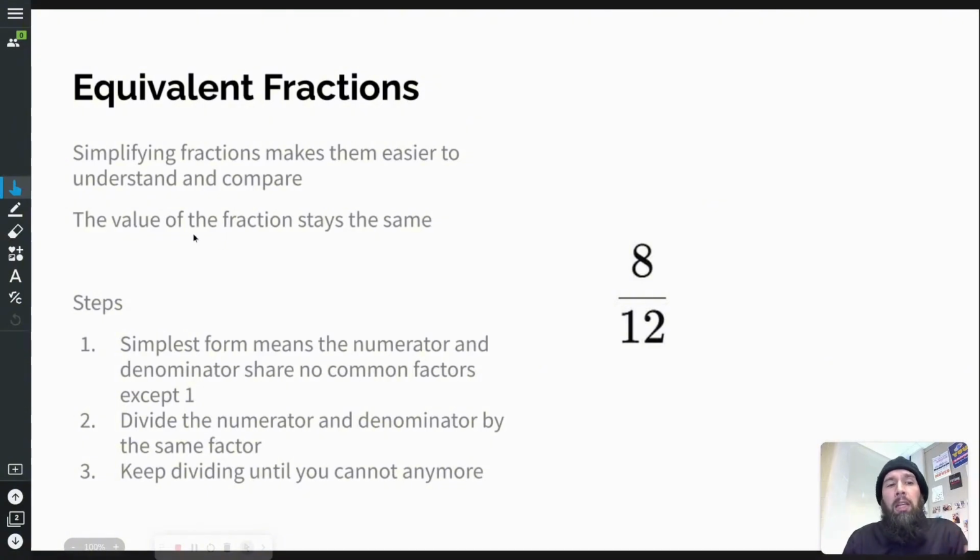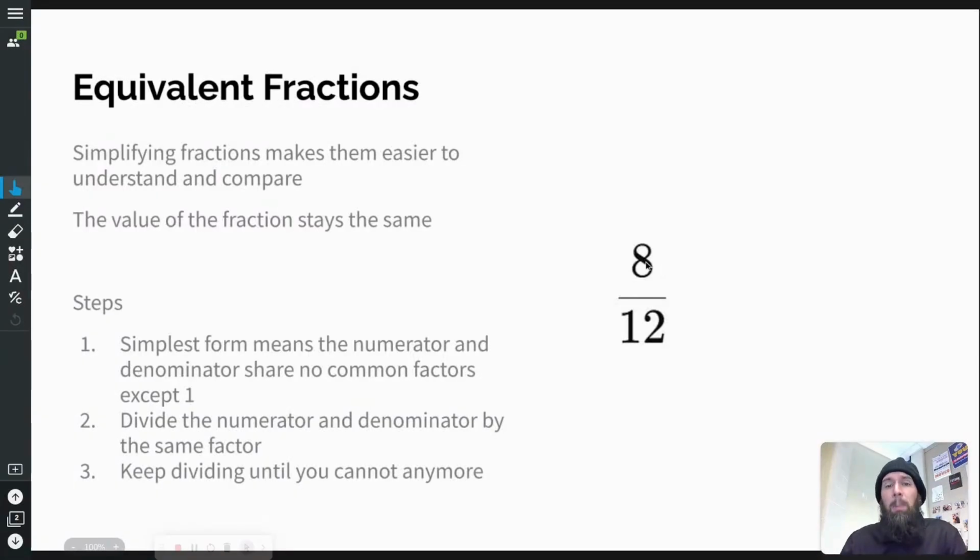Simplifying fractions makes them easier to understand and compare. The value of the fraction stays the same. Now, in previous videos, when I had stuff like that, you would see me try to draw out a picture. Maybe I would make a big circle and try to cut that into 12 pizza slices and then shade 8 of them. That would look terrible. You know, if you've seen my videos, I can't draw. So the last thing I want to do is try to draw out what 8/12 looks like.